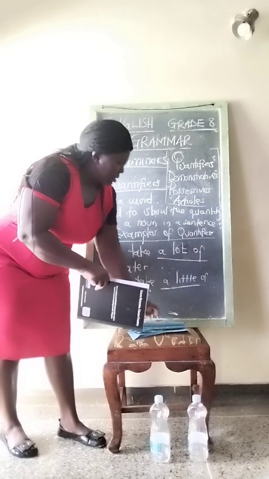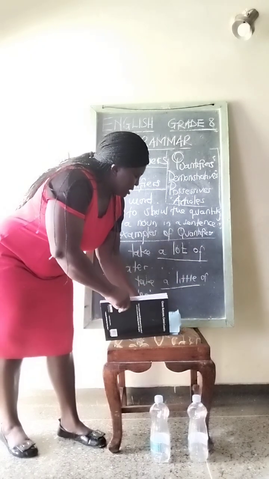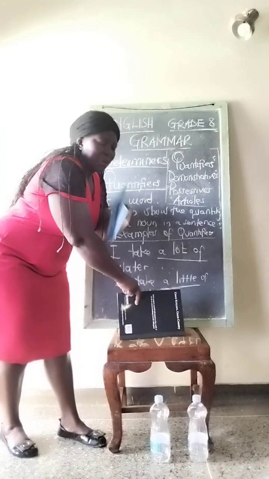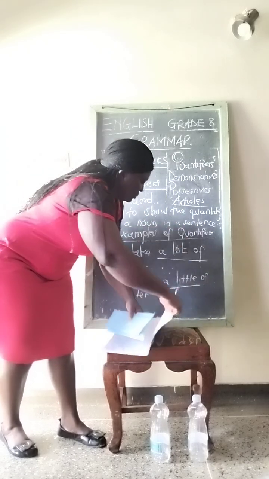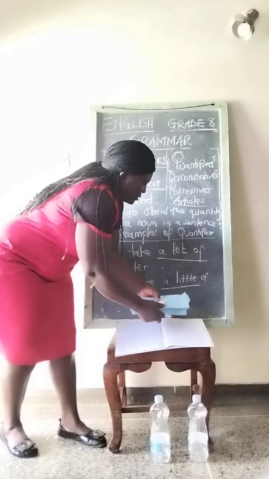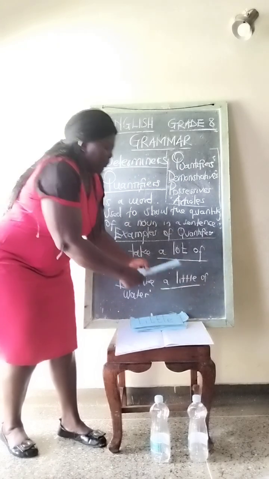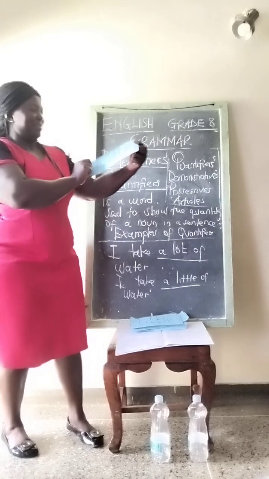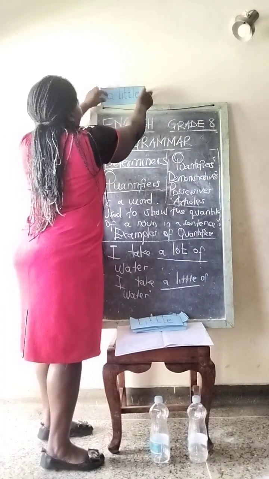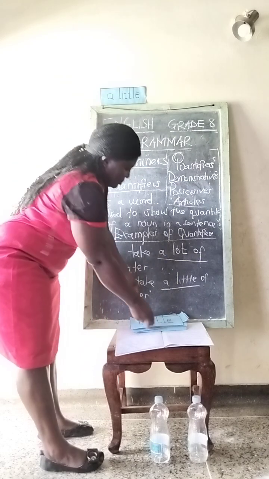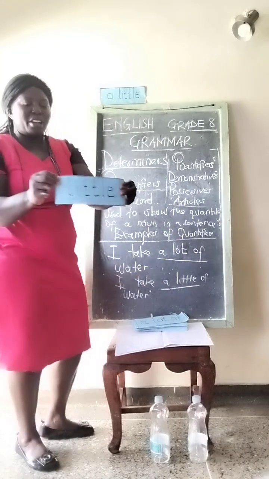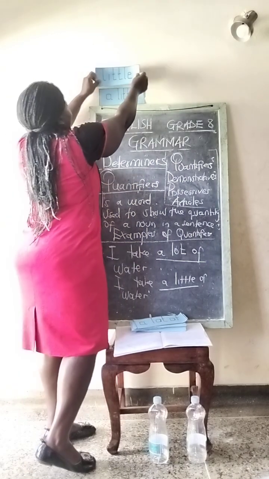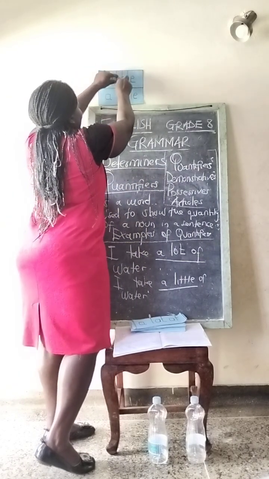So with me, I have a few of the quantifiers in a flashcard. I have just used one of the quantifiers, a few. So let me show you. You can also read with me, a little. So this is the quantifier, a little. Then I also have, you can also read as well, little. Little is also a quantifier.